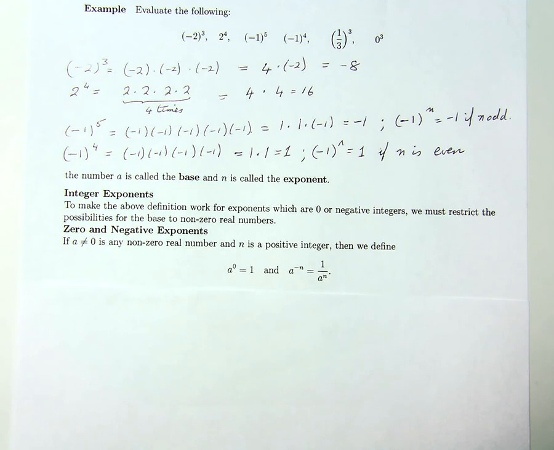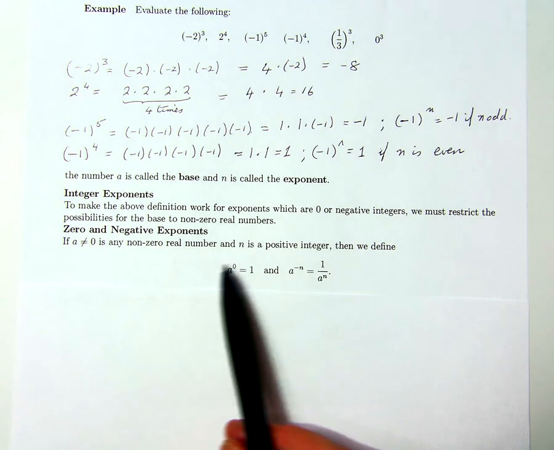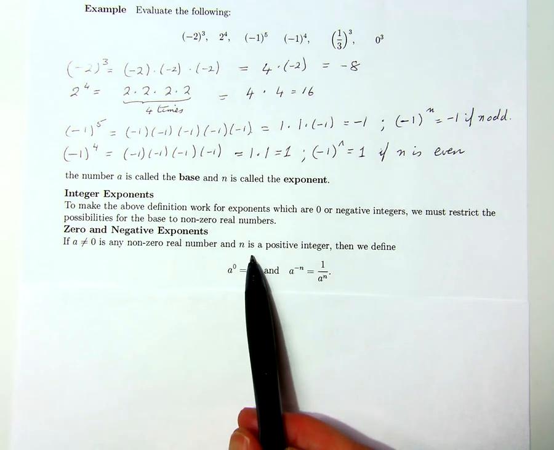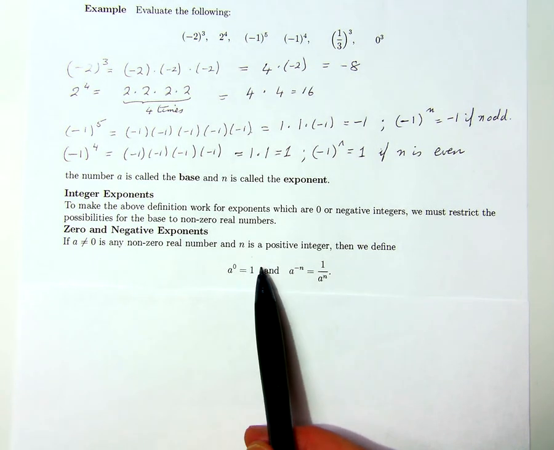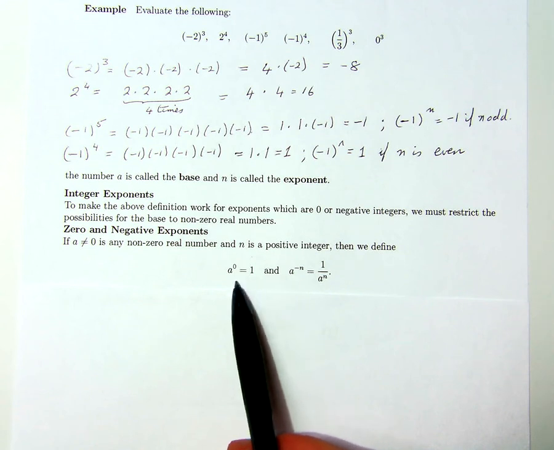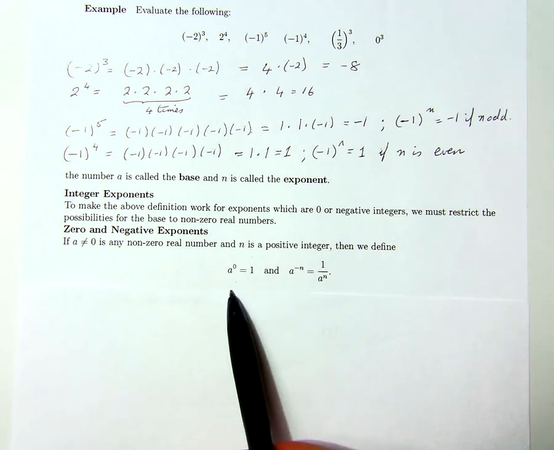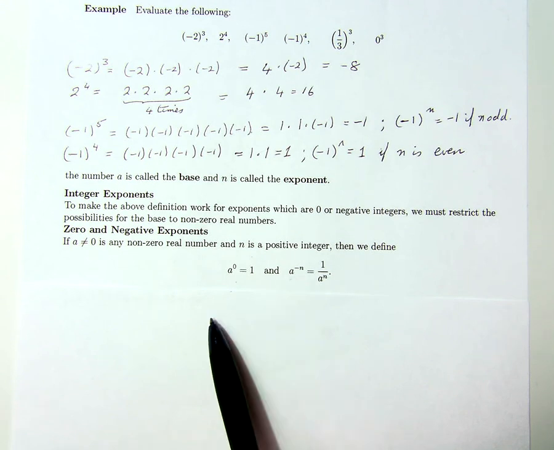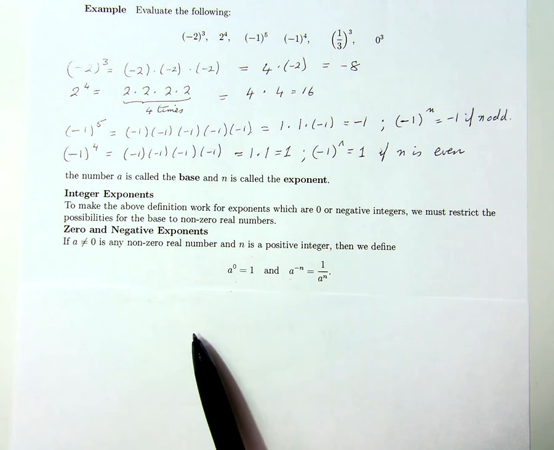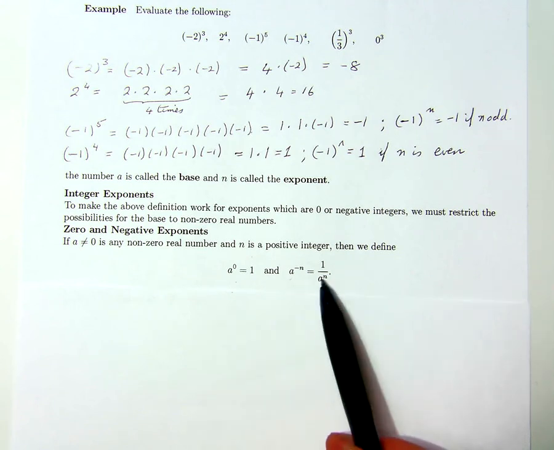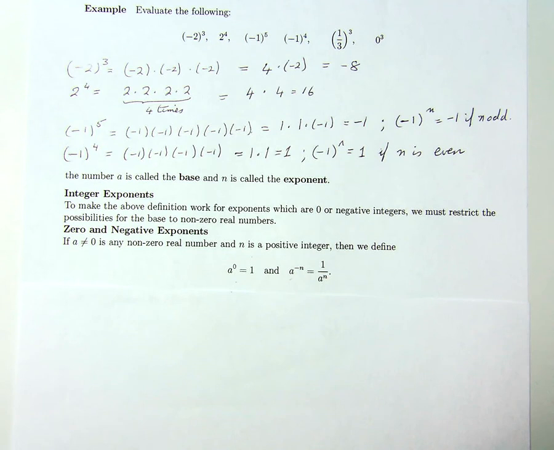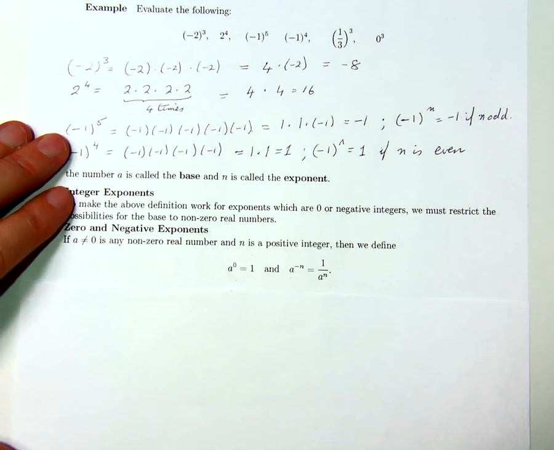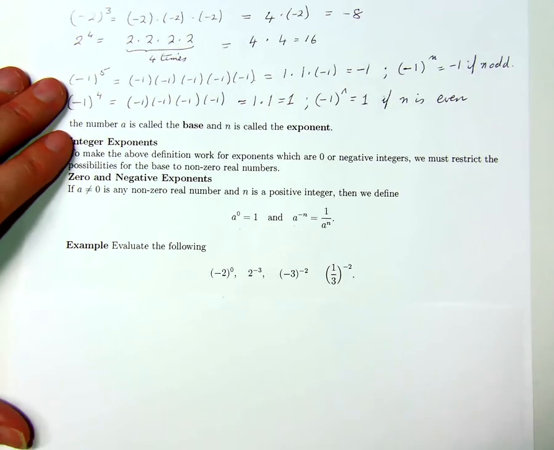So if a is not 0 and it's a real number and n is a positive integer, then we define a to the 0 as 1, and we define a to the negative n is equal to 1 over a to the n. And notice we've already defined a to the n, so this is a pretty sound definition.